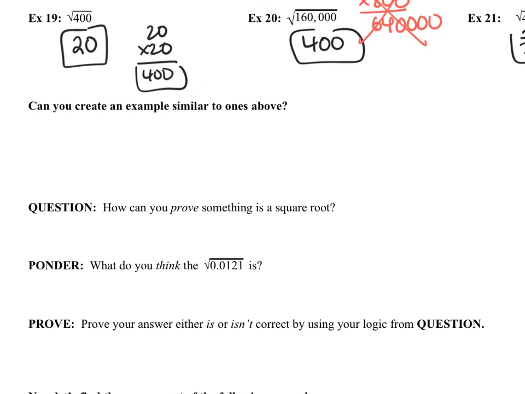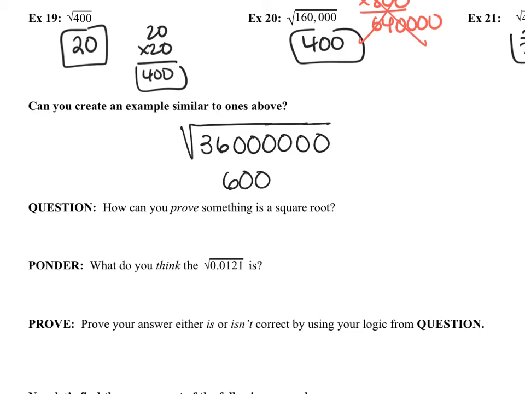If you were going to create an example similar to the ones above, you would have to make sure that whatever you picked had an even number of zeros in it. So let's say you had 36, and then maybe 6 zeros. Then our trick could be to find the square root of 36, and then cut our number of zeros in half.